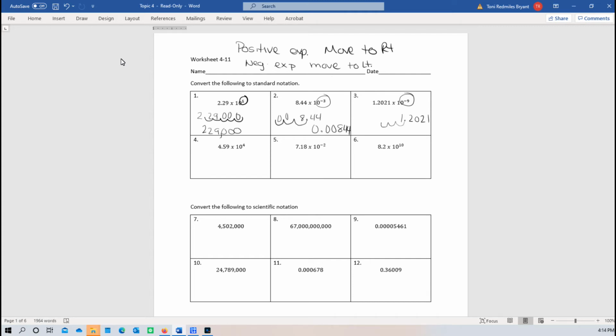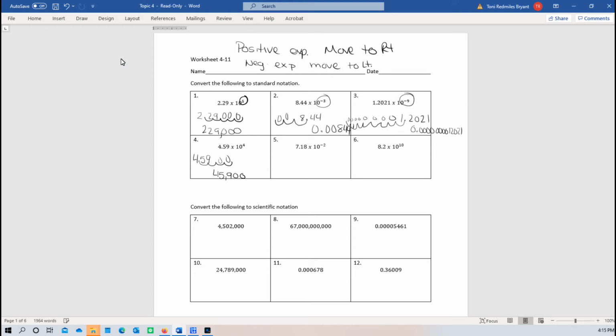1, 2, 3, 4, 5, 6, 7, 8, 9. You should have 8 zeros. All right, this one's more than 1, and so I'll go to the right 4 places. 1, 2, 3, 4. And the answer is 45,900.